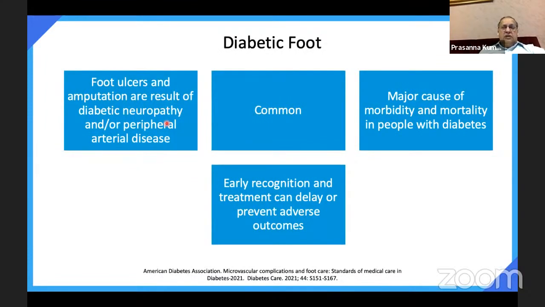When there is no sensation, even if it is small, the wound becomes big, and then there may be peripheral vascular disease. Early recognition and treatment can delay or prevent adverse outcomes. Forty years back, I used to see 3 to 4 amputations every year. Thanks to prevention, in the last 12 to 15 years, I have never seen a single amputation except a small toe or digit amputation.